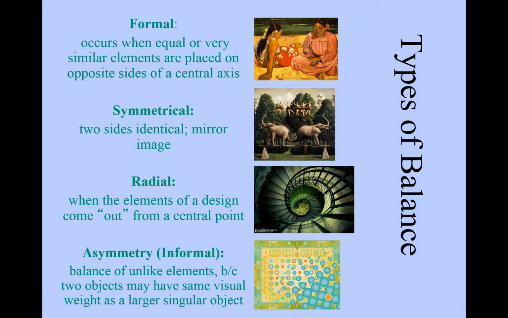Balance of unlike elements, because two objects may have the same visual weight as a larger singular object. So if I look at the example on the right, there's not really much going on on the left except for that basic pattern, but I have this large blue circle area and that one orange circle that helps balance out the other side. There's a lot going on in the background, but somehow our eye feels like the picture is balanced, it feels complete when we have those blue and orange circles on the right hand side. So again, all I need under this is 1 formal, 2 symmetrical, 3 radial, and 4 asymmetry, and none of the definitions.